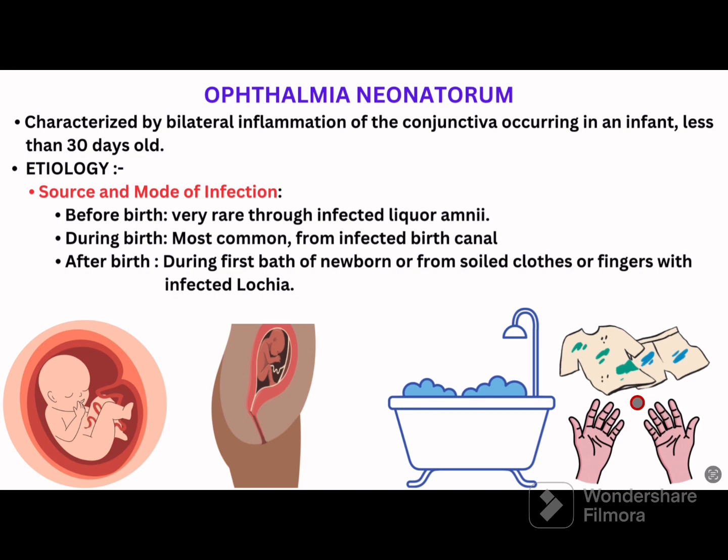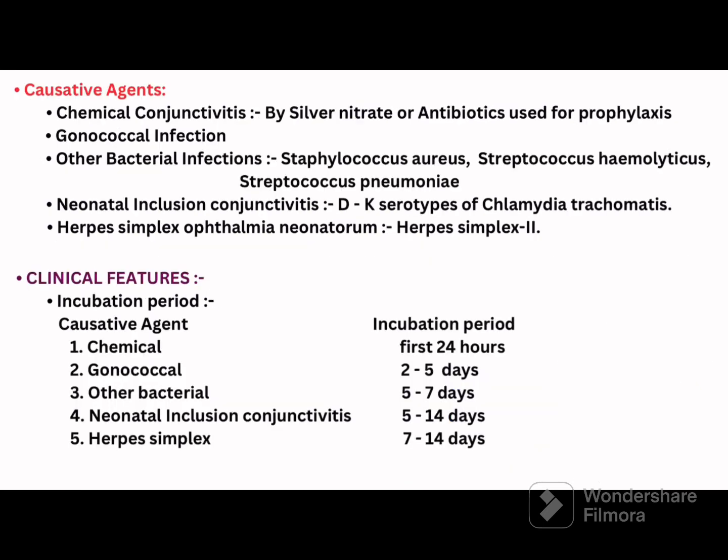Okay. Now, what are the causative agents? The causative agents can be either a simple chemical conjunctivitis or gonococci or other bacterial infections or neonatal inclusion conjunctivitis or herpes simplex ophthalmia neonatorum. Now, chemical conjunctivitis. How does this happen? It is caused by silver nitrate or the antibiotics which are used for prophylaxis of ophthalmia neonatorum. So, it is a self-limiting one and it usually disappears by itself.